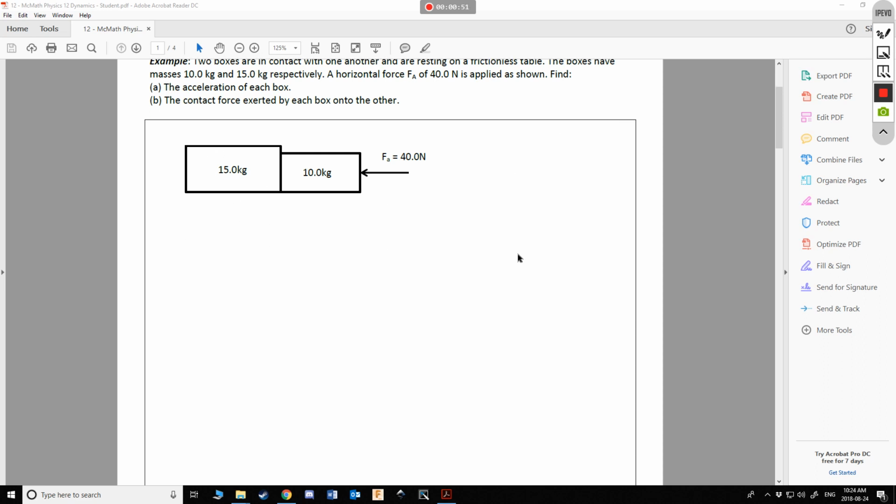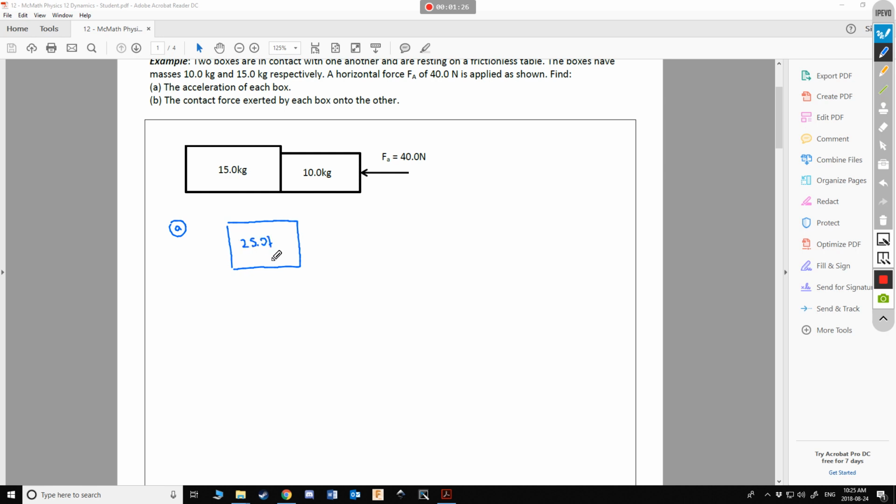So here we go. We have a 15 kilogram block, a 10 kilogram block, and a 40 Newton force. First part of the question, what is the acceleration of each box? Because they're touching each other and the force is being applied from the right, they're going to accelerate together. So for question A, instead of thinking of it as two separate boxes, we can think of it as a single 25.0 kilogram box.